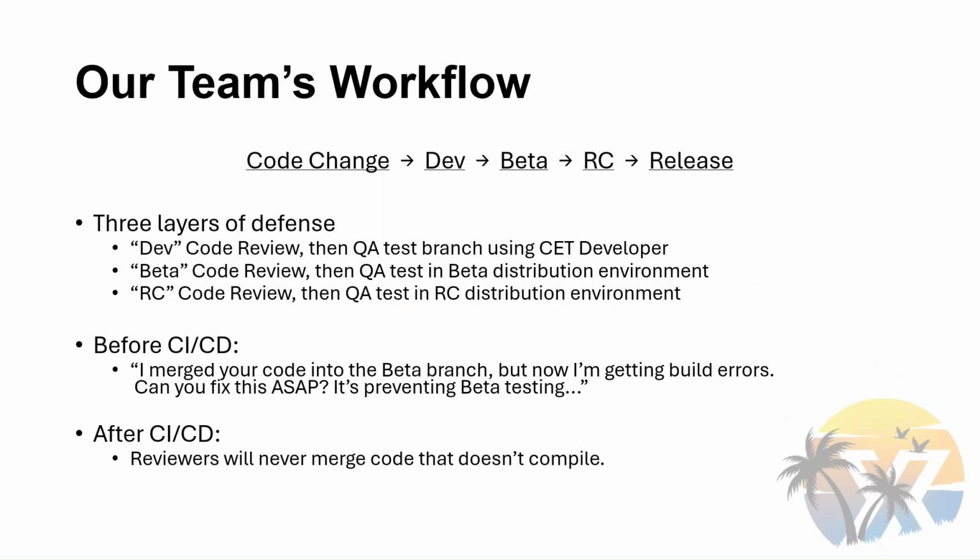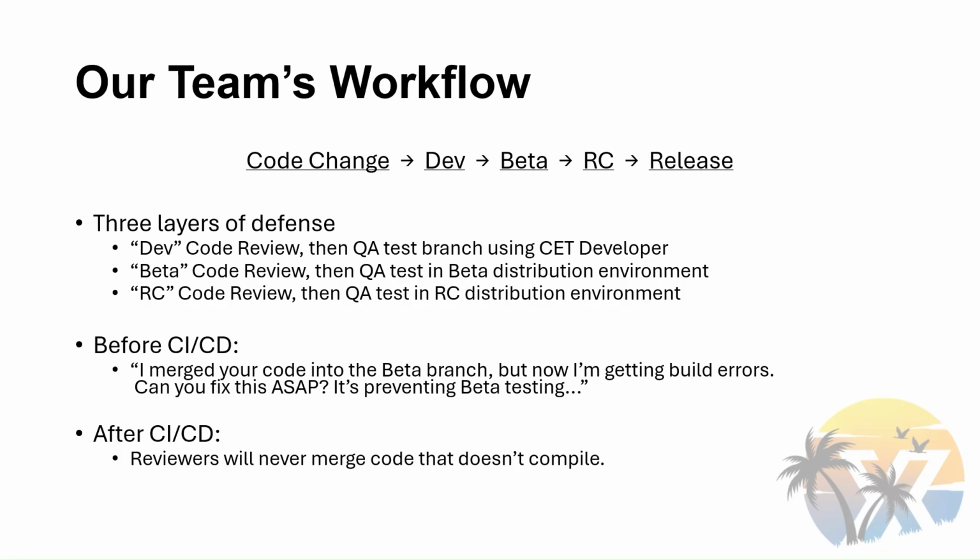So just a recap here of how our team's workflow is. We essentially have 3 layers of defense. We have a dev code review. So you submit code, and then it goes through a dev code review and a dev QA test. Then once it passes that, it goes to a beta code review and a beta test. And then it goes through an RC code review and an RC test.